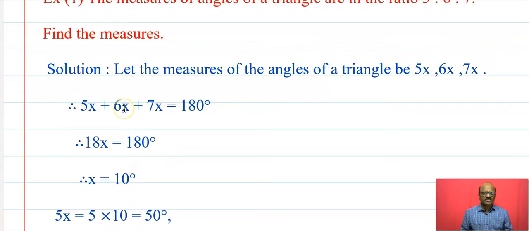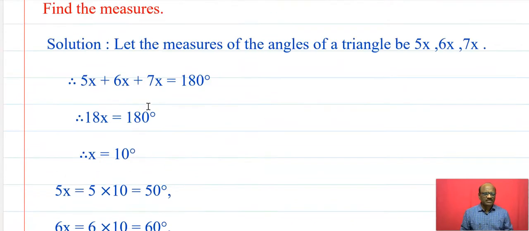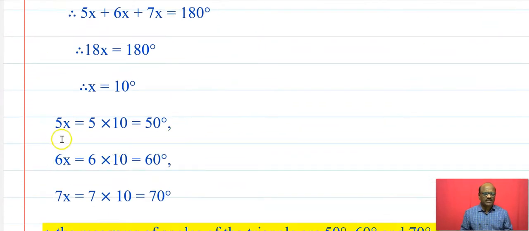5x plus 6x plus 7x is equal to 180. 5x plus 6x is 11x, 11x plus 7x is 18x, equal to 180 degrees. Therefore, x is equal to 180 degrees upon 18, and therefore x is equal to 10. Therefore, the measure of the first angle is 5x, 5 into 10, that is equal to 50.